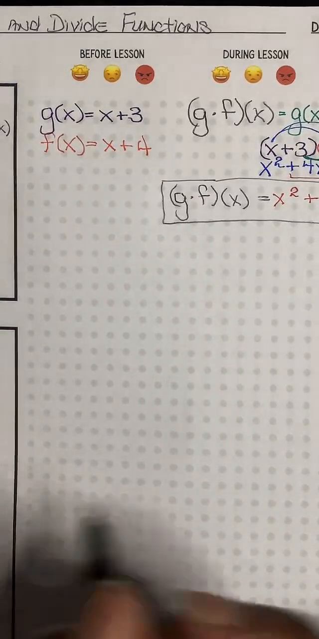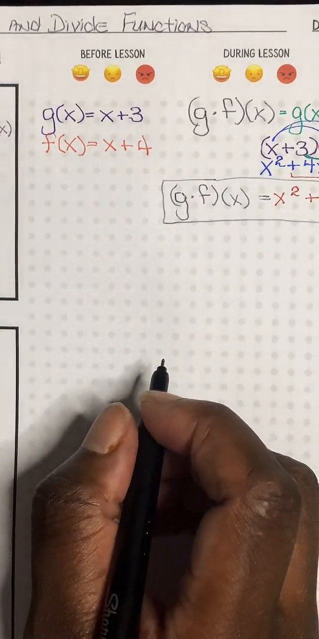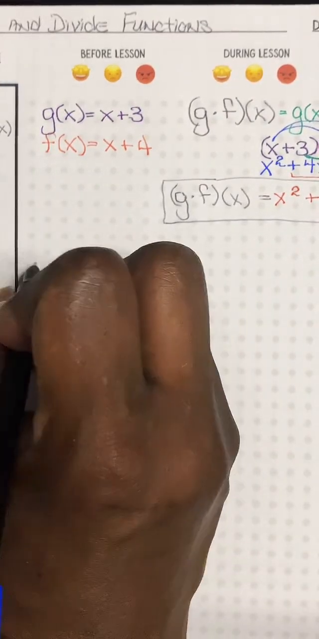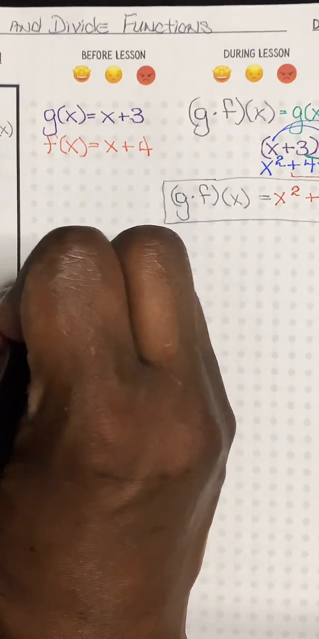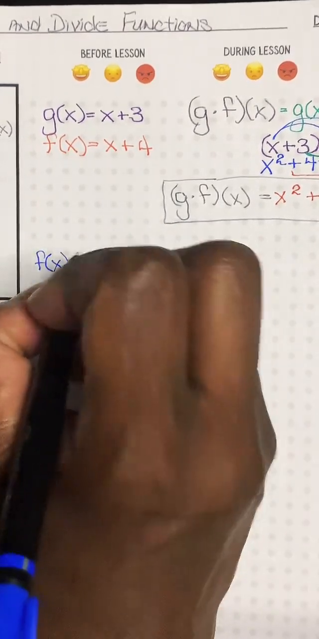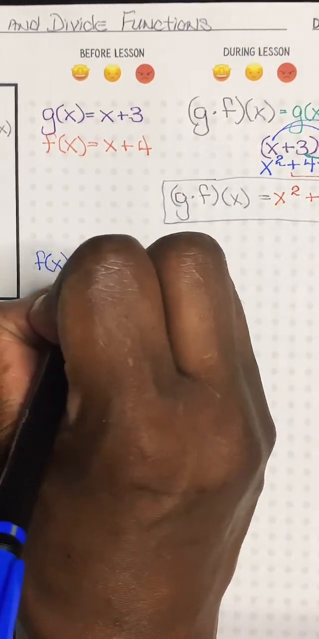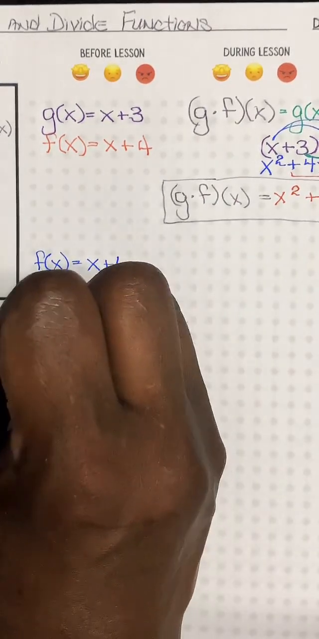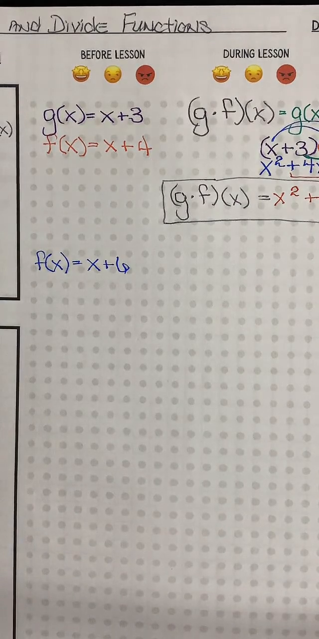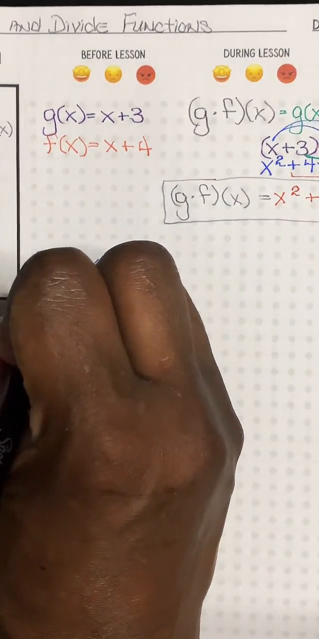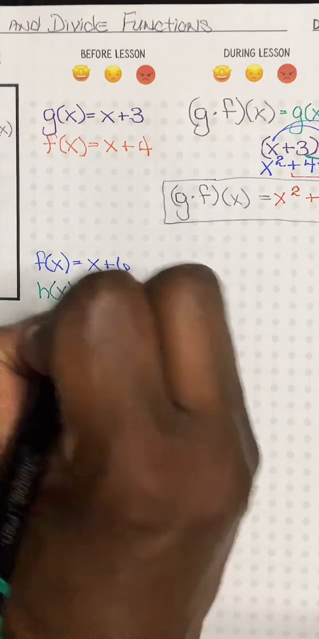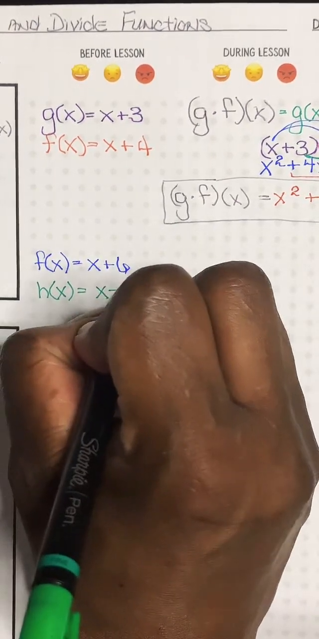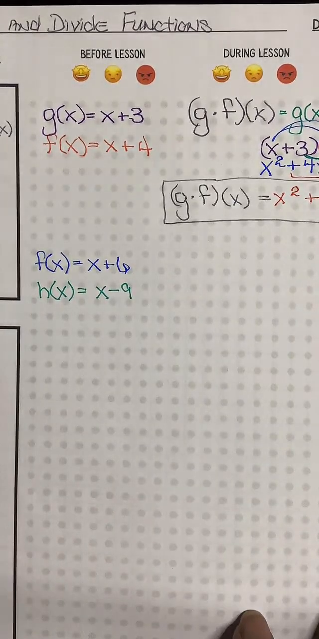So let's do another one. Let's work on maybe a little division this time. So if I have the f of x, let's say the f of x is x plus 6, and the h of x, switch this, and the h of x is x minus 9.